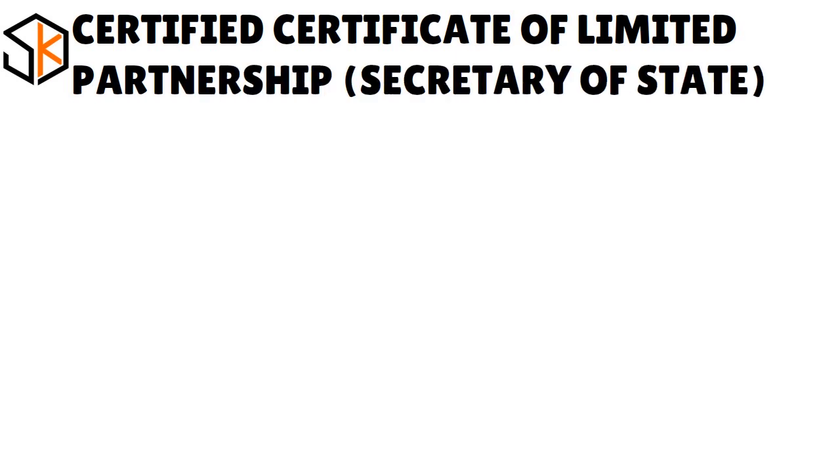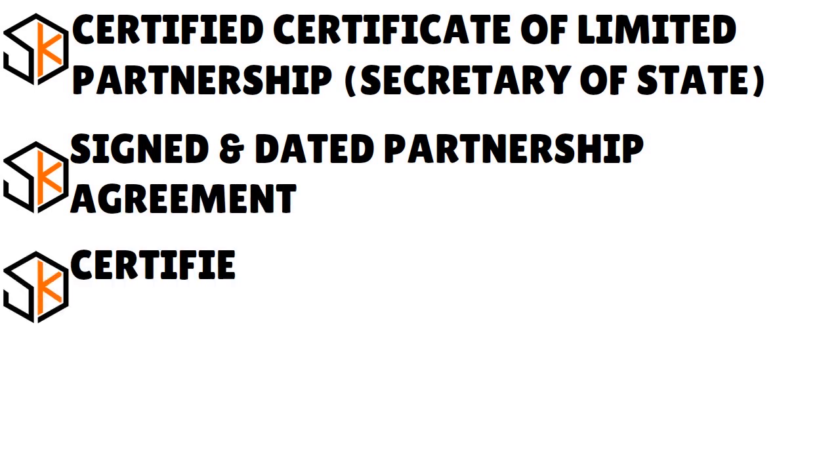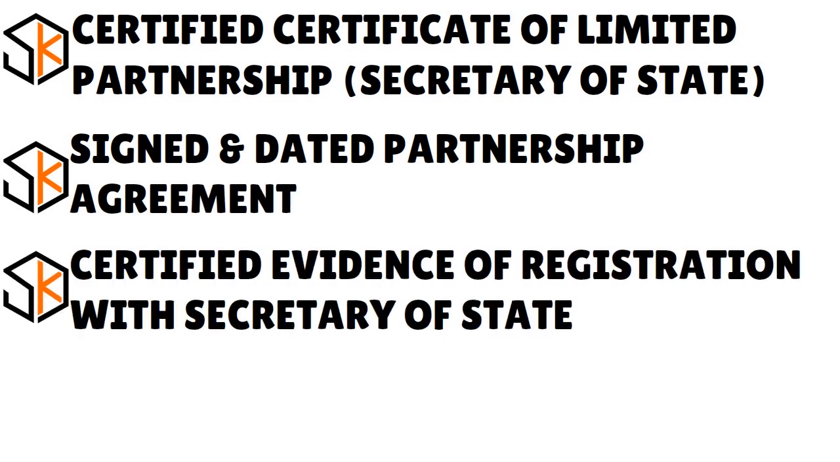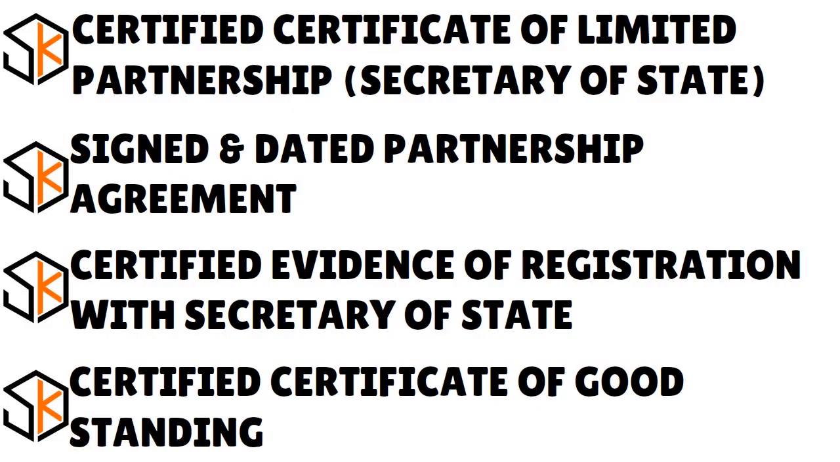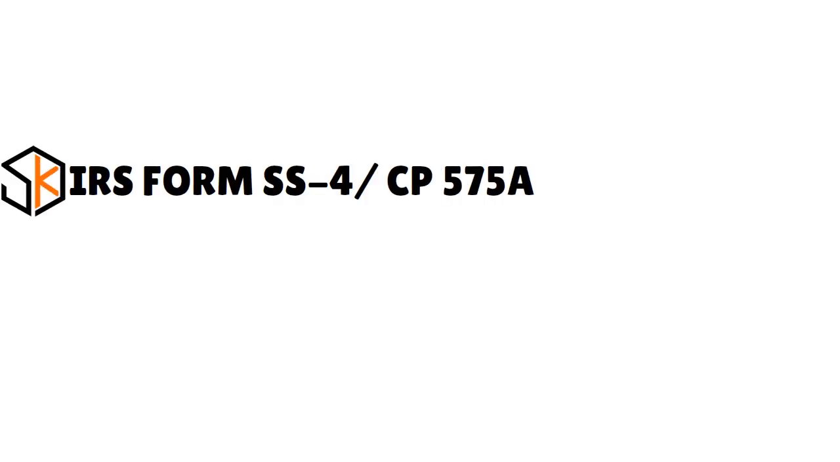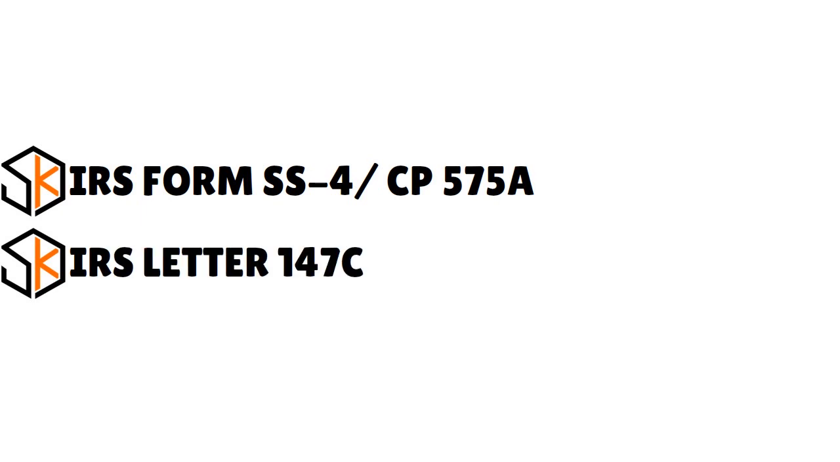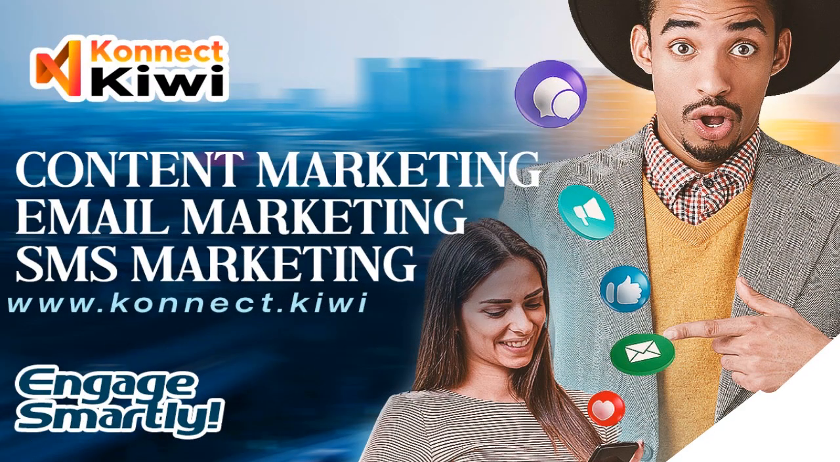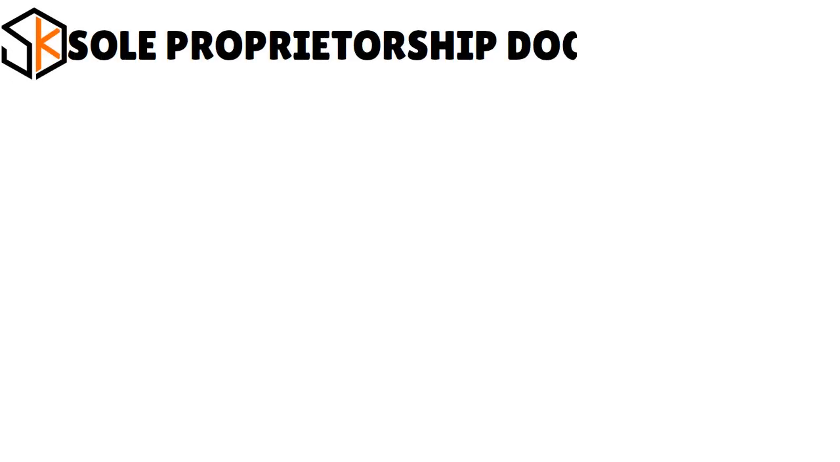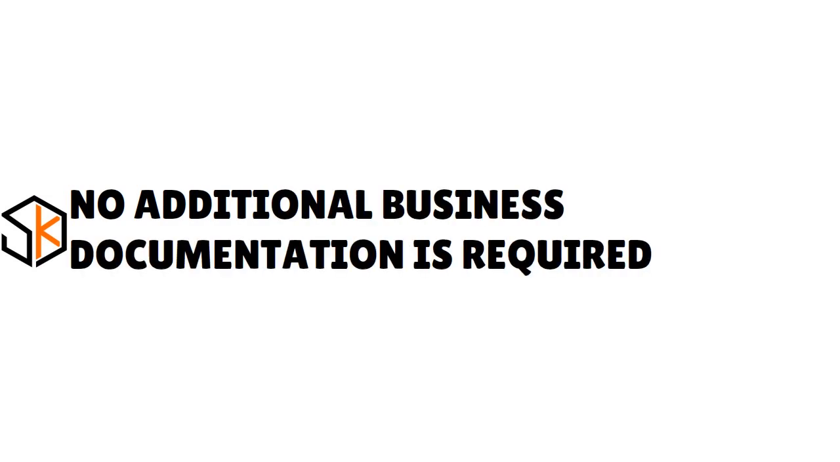What about limited partnership documents? You want to have a certified certificate of limited partnership with the Secretary of State, or signed and dated partnership agreement, or certified evidence of registration with the Secretary of State, or certified certificate of good standing and IRS form SS4 CP575A, or IRS letter 147C. And if you are a sole proprietorship, there are certain documents that you got to have. So sole proprietorship documents: no additional business documentation is required here.